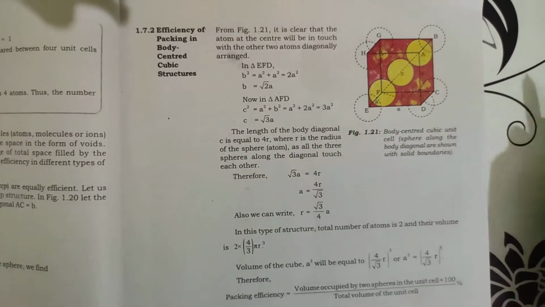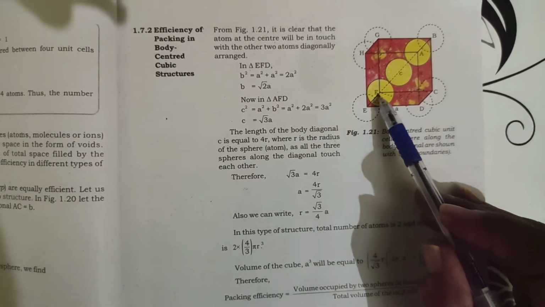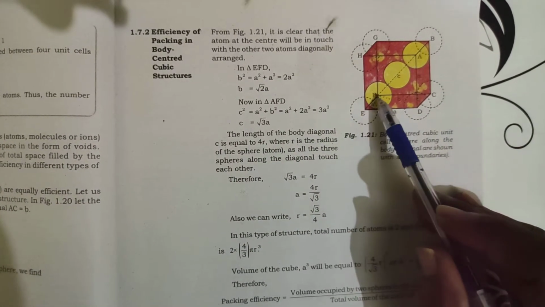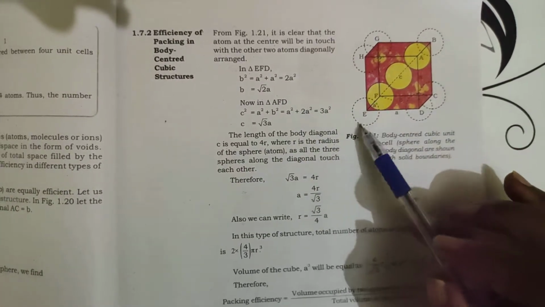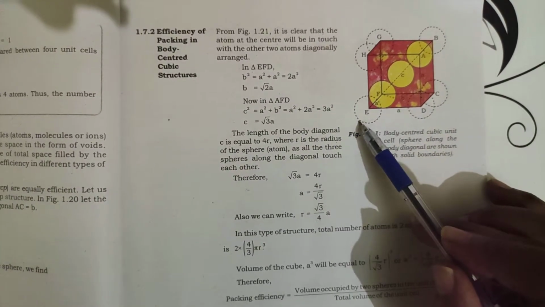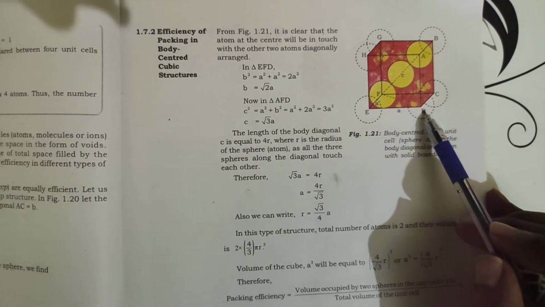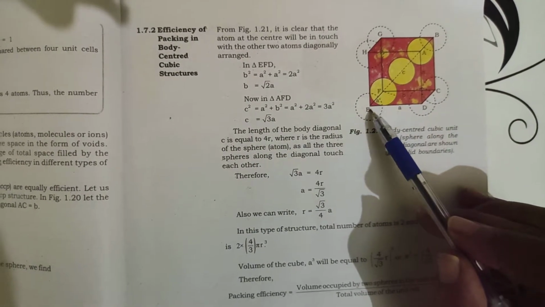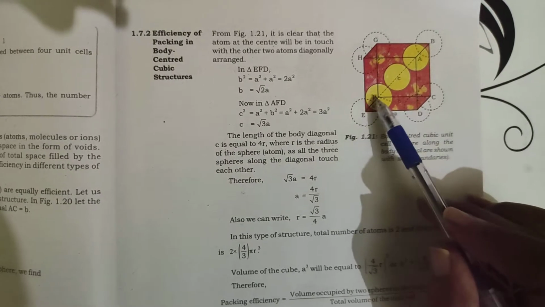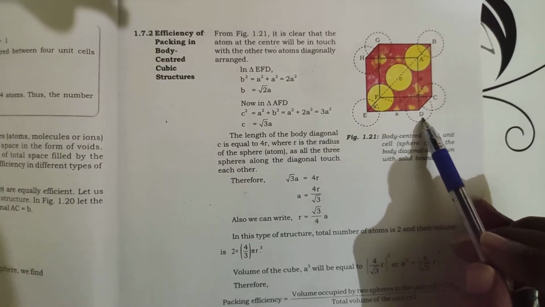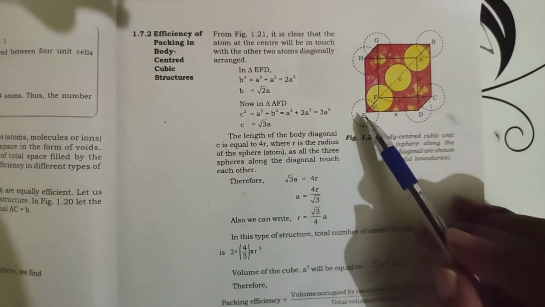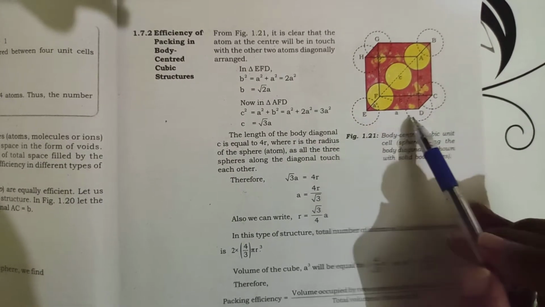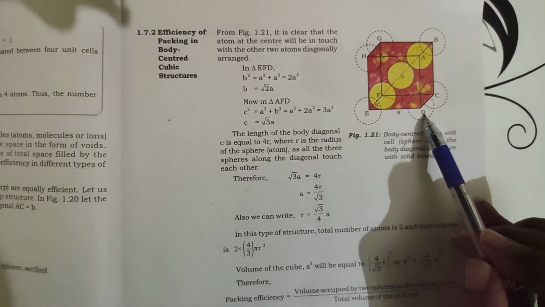Or you can go for another way of calculating. E, F, D. Clear? This one. Side is same. This is the entire cube. Side is A. This is E, F, D. In EFD triangle, EF square plus ED square will be equal to FD square. Clear? I am taking this one, EFD, this triangle. EF square plus ED square is equal to FD square.